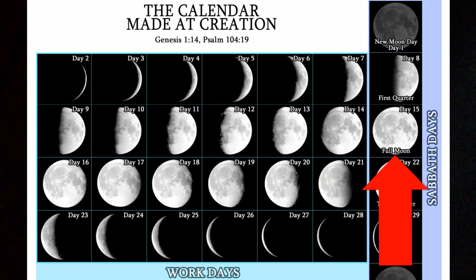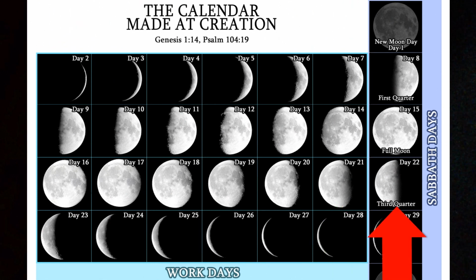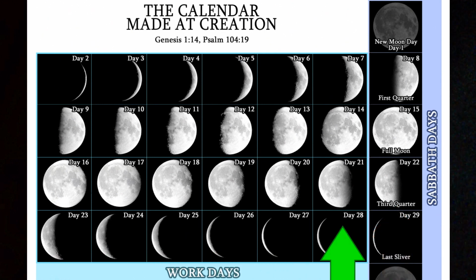And then, after keeping the Sabbath on that full moon, you count another 6 days. Then the next day is the work day. 1, 2, 3, 4, 5, 6. Then you arrive to the 22nd, which is the Sabbath day. And then you keep the Sabbath on the 22nd. After you observe the Sabbath, the next day you count another 6 days. 1, 2, 3, 4, 5, 6.